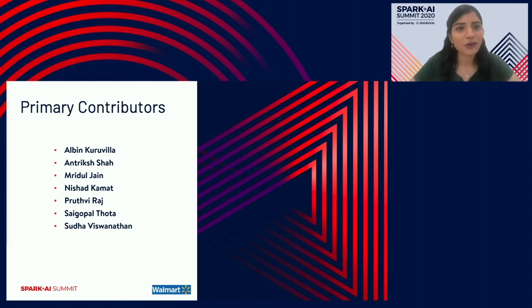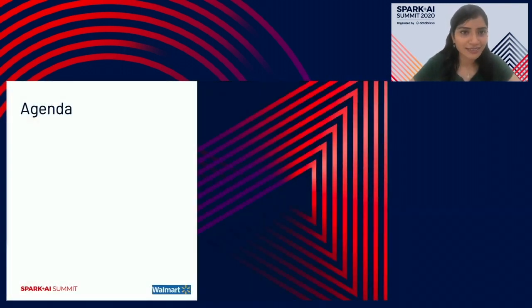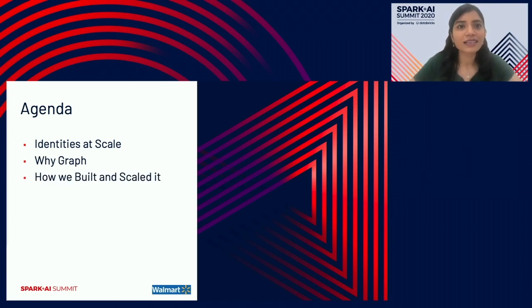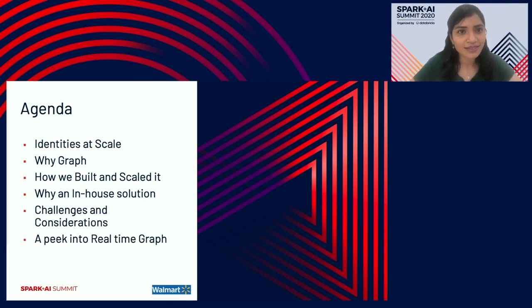Today, we're going to be talking about identities and the problems that we're trying to solve around them. And then why we chose graph data structure to solve this problem. And then we're going to walk you through how we built and scaled this system and tell you why we chose to do this in-house. And then we're going to talk about some of the challenges we faced. And then we're going to wrap it up by giving you a brief introduction into real-time graphs. So let's dive in.